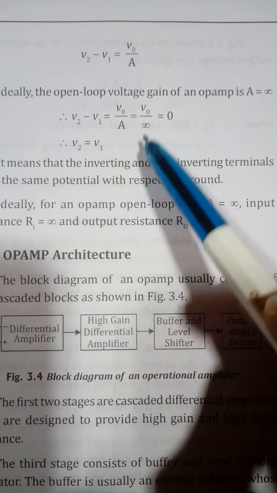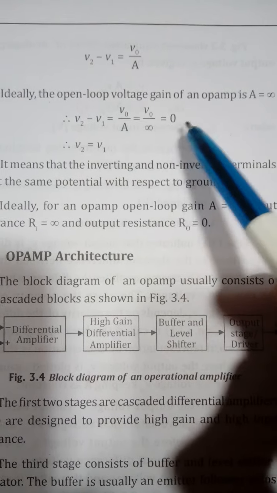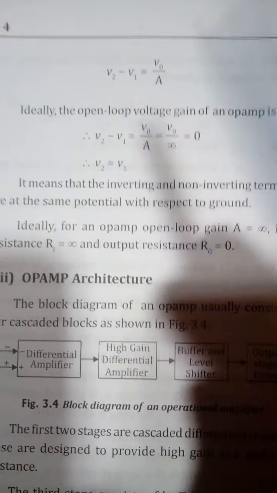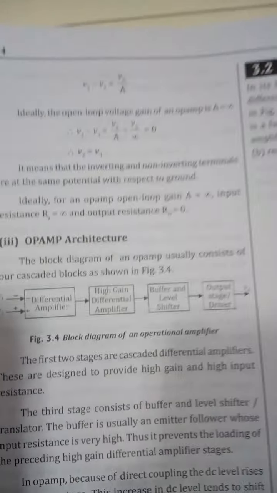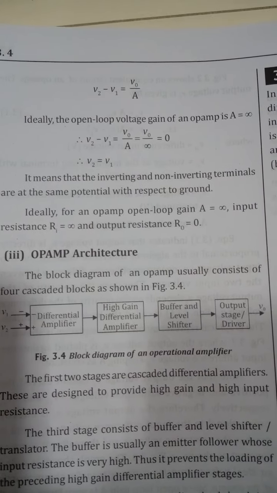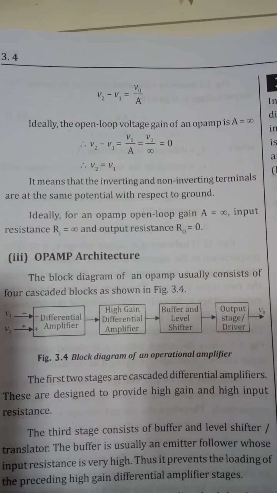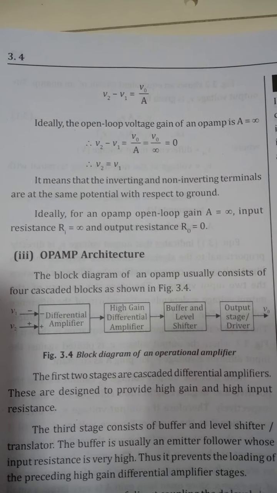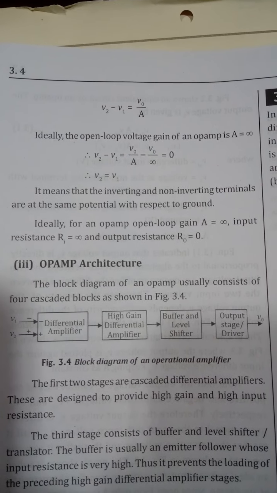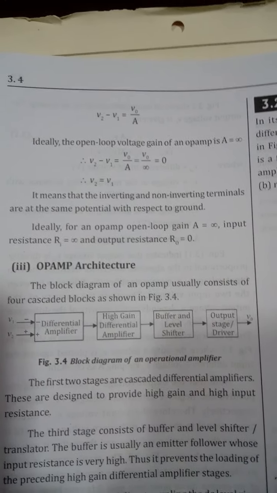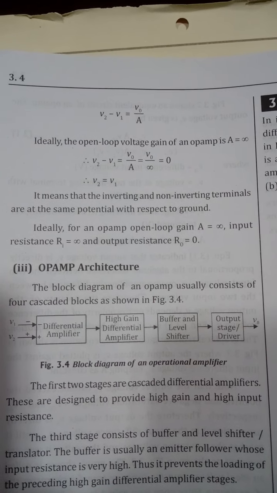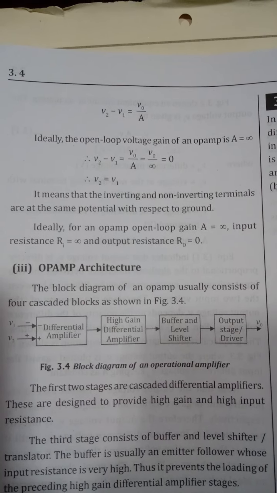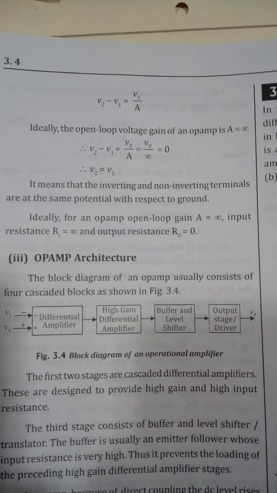Whenever infinity is in the denominator, the output becomes 0. So V2 will be equal to V1 for any ideal op-amp. So it means that the inverting and non-inverting terminals are at the same potential with respect to ground. So whenever V1 and V2 are equal, you have to understand that the output voltage is 0. So ideally, for an op-amp, open loop gain A is equal to infinity, input resistance Ri is equal to infinity, and output resistance R0 is equal to 0.